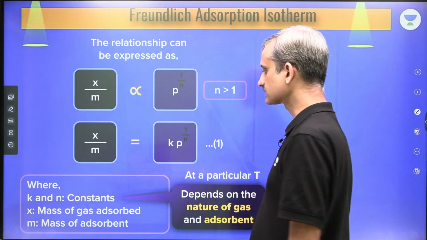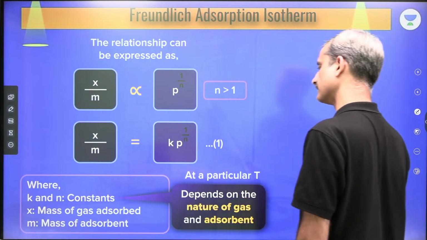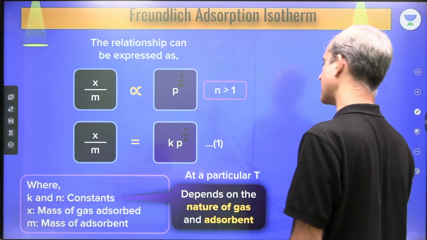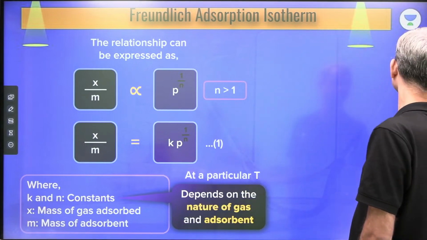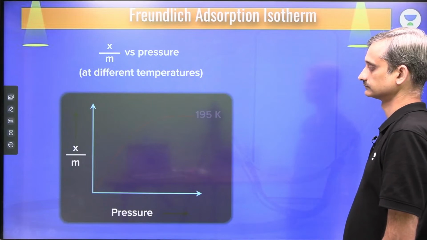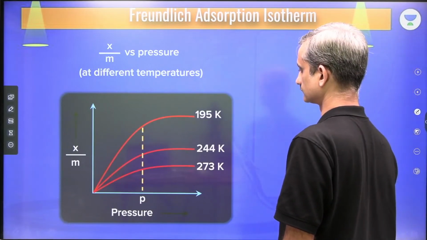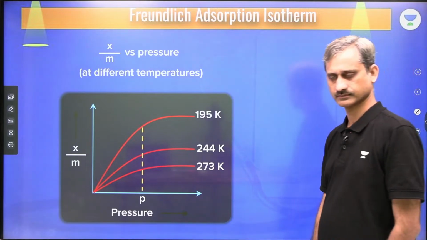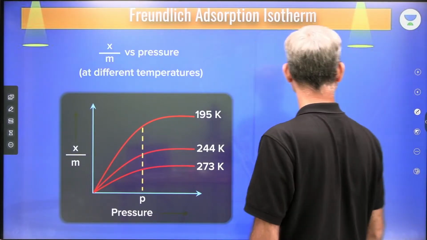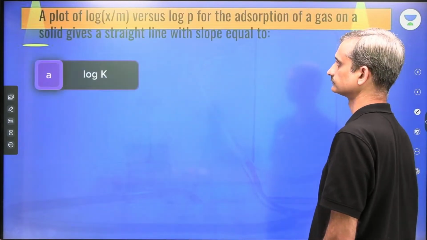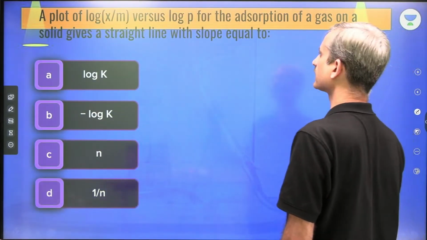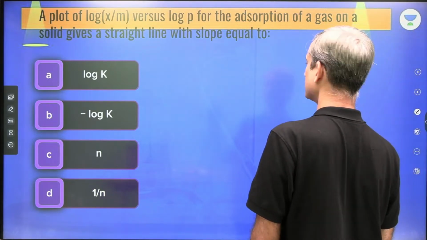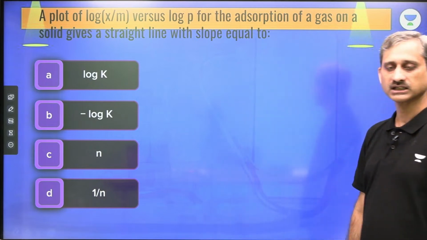K and n are constants. x is the mass of the gas adsorbed, m is the mass of the adsorbent, and it depends on the nature of the gas and the adsorbent. It keeps on changing for different temperatures. A plot of log x by m versus log p for the adsorption of a gas on a solid gives a straight line with the slope equal to, I have just told you the slope. What is the slope? Give me the answer.